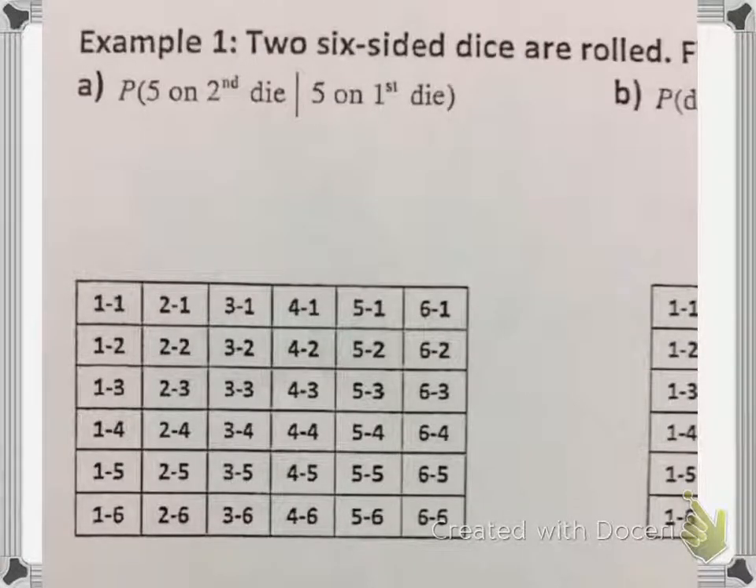Example 1 says 2 6-sided dice are rolled. Find the probability of landing on 5 on your second dice. And then the line right here means knowing that the probability of the first one already occurred. So the probability of 5 on the first dice has already occurred, and we want to know the probability of 5 on the second dice occurring at the same time.